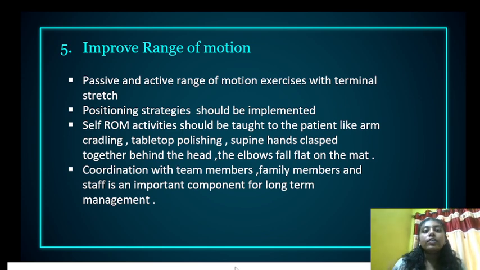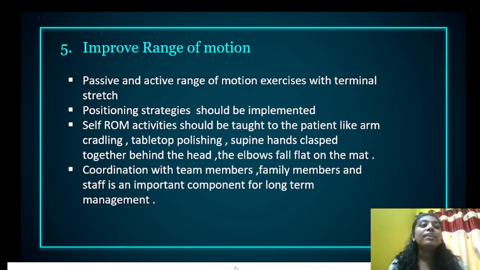Then we have improve range of motion. Range of motion should be improved by passive range of motion exercises in the acute phase. Then moving to the active range of motion exercises with terminal stretch. That is, stretching should also be done so that the particular muscle is kept in lengthened position. As spasticity is present, it can go into the shortened position.